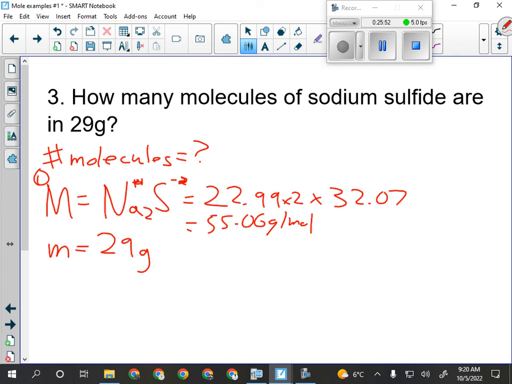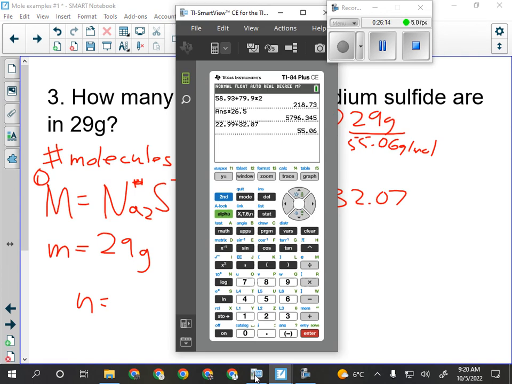What should I calculate if I have little m and big M? N, that would be my next step. N is going to be little m over big M, which is 29 grams divided by 55.06 grams per mole. You get a mark for that. 29 divided by that number gives us 0.526, so I'm just going to write 0.53 moles.